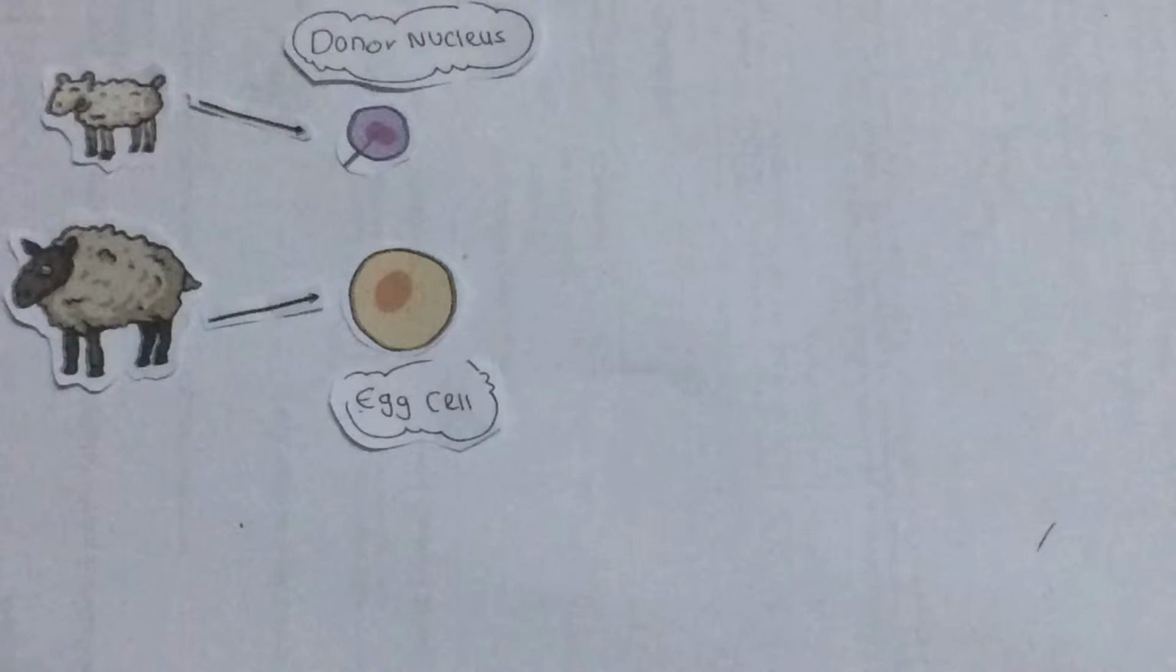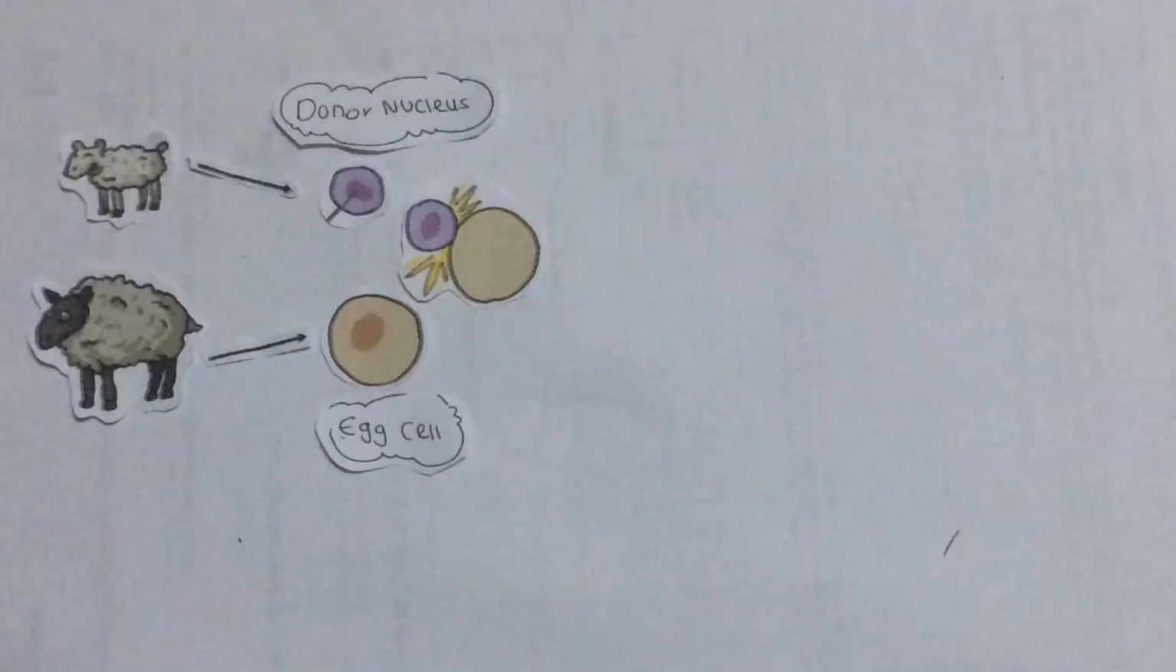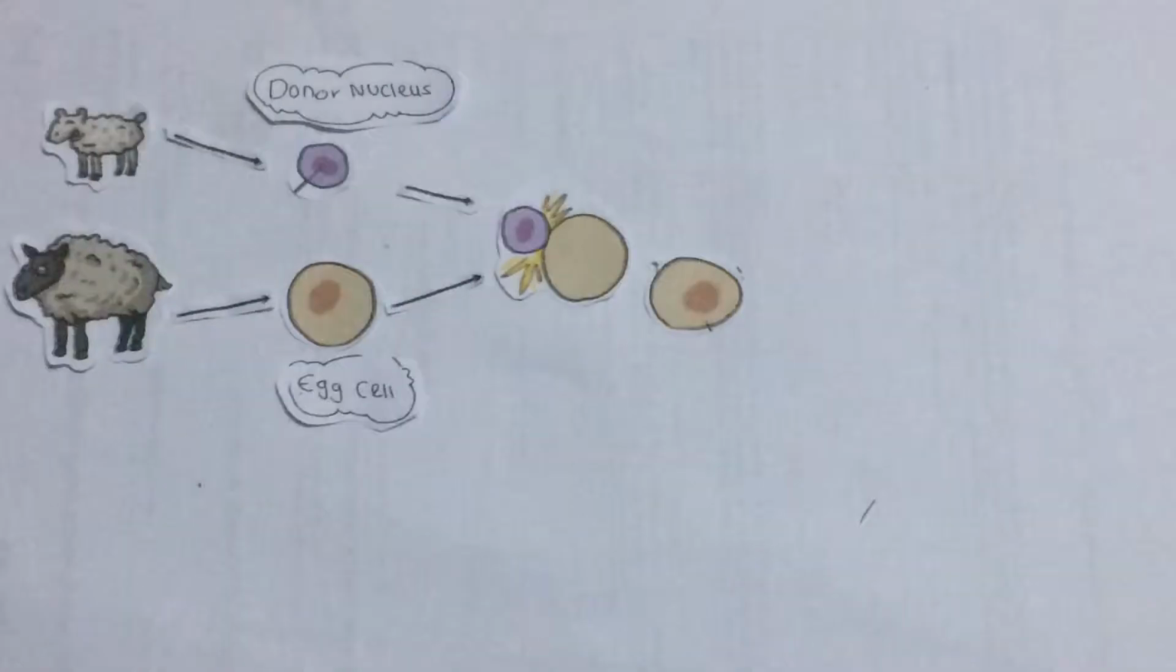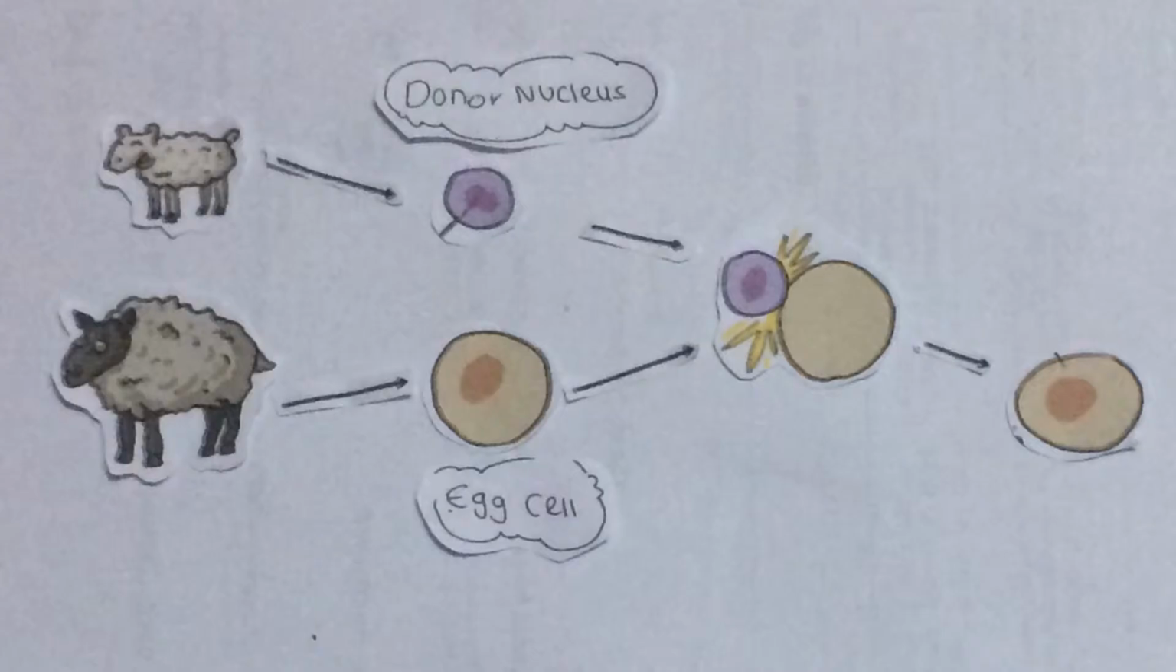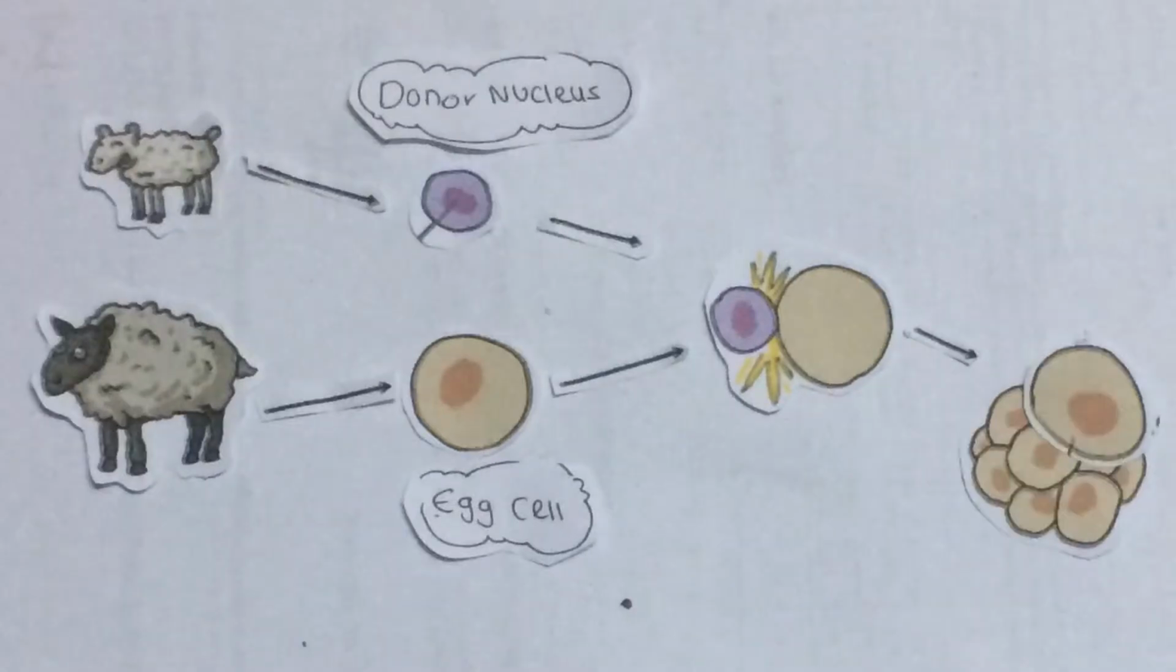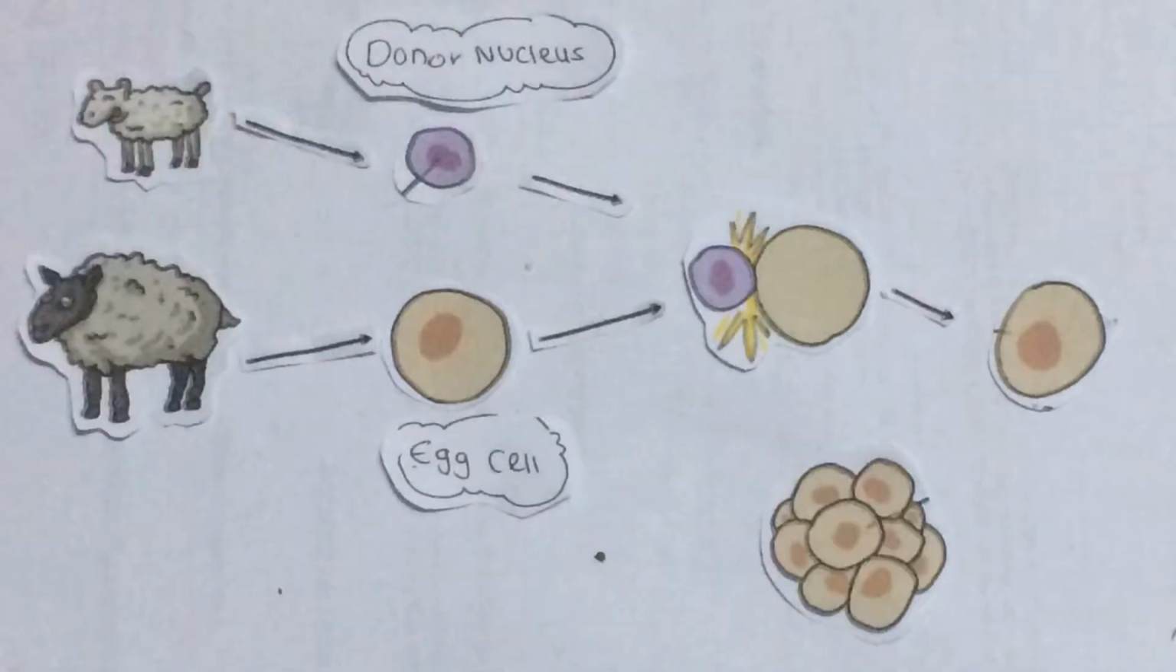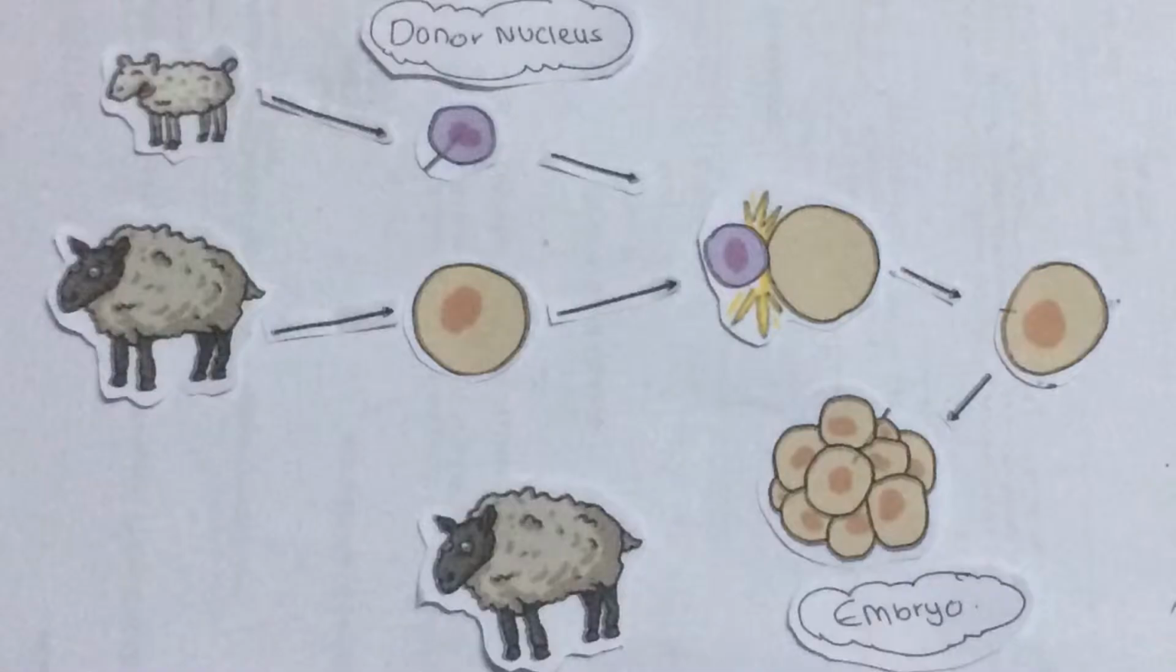Moving to the next step, the two cells are fused together using an electric shock. The fused cell begins dividing normally and produces an embryo. The embryo is placed in the uterus of a foster mother, and finally, the embryo develops normally into a lamb, and Dolly comes into the world. Yay!